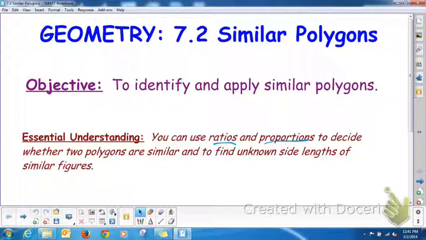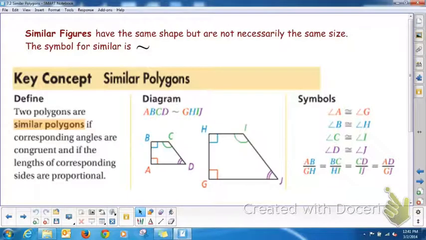So you'll remember back to the exploration that we did in class with the shadows. Your shadow and your original figure, they came out proportional because they were similar. Similar figures have the same shape but are not necessarily the same size. Like the shadow, one was small, one was large.